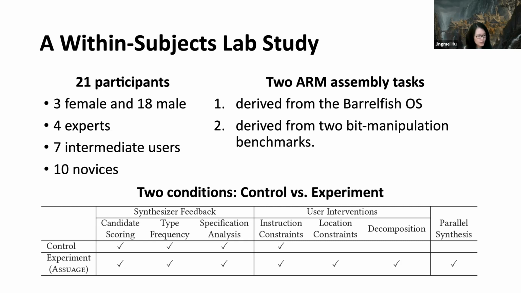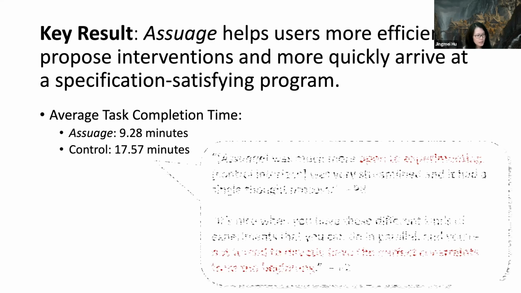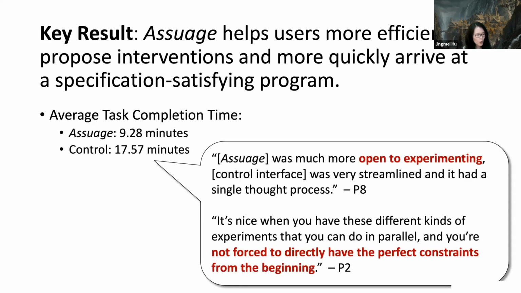Instead of using a traditional SyGuS-based synthesizer, we compare Assuage against a baseline condition where participants complete the task using a synthesizer which provides feedback on the synthesis procedure and allows users to apply instruction-level constraints only. The user study shows that Assuage helps users more effectively propose interventions and more quickly arrive at a specification-satisfying program. Without Assuage, the average completion time is about 18 minutes, and with Assuage, users finish in about 10 minutes on average. Some participants also commented that Assuage is open to experimenting and does not force them to have a perfect constraint at the beginning.